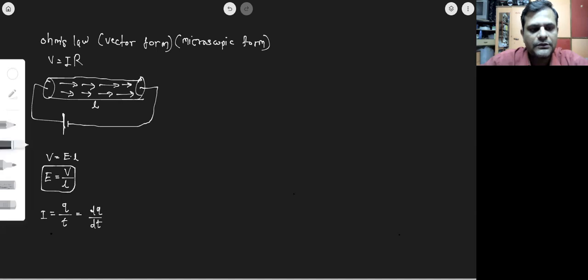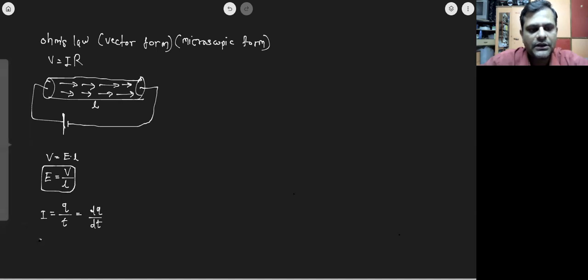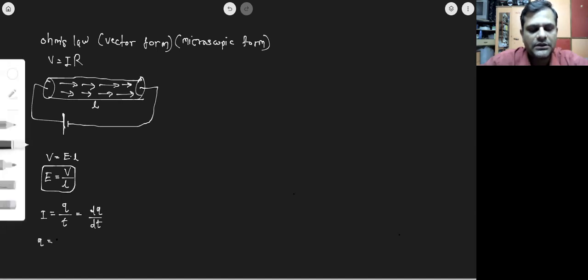Remember, from this only we can get this Q. If the current is constant, then we can take the total charge to be simply equal to I into T, which is the product of current and time for which the current flows in the circuit. Or if this current is not constant, then in that case we get Q to be simply equal to the integration of I dt.